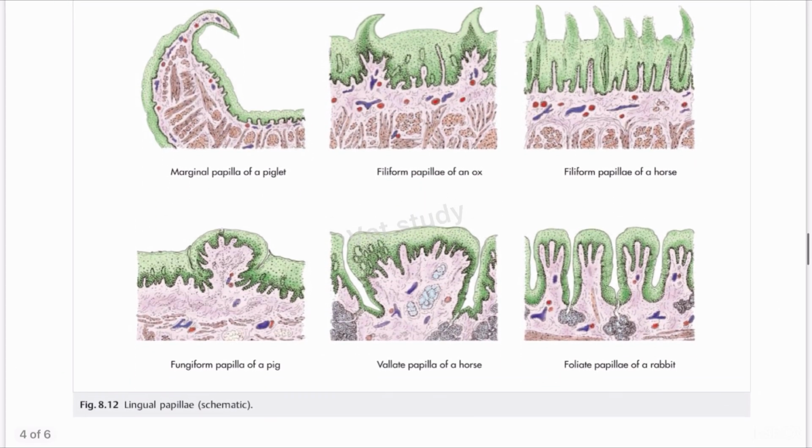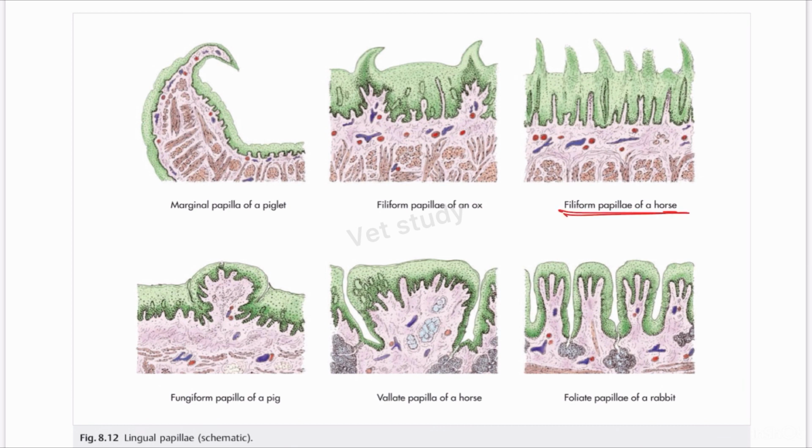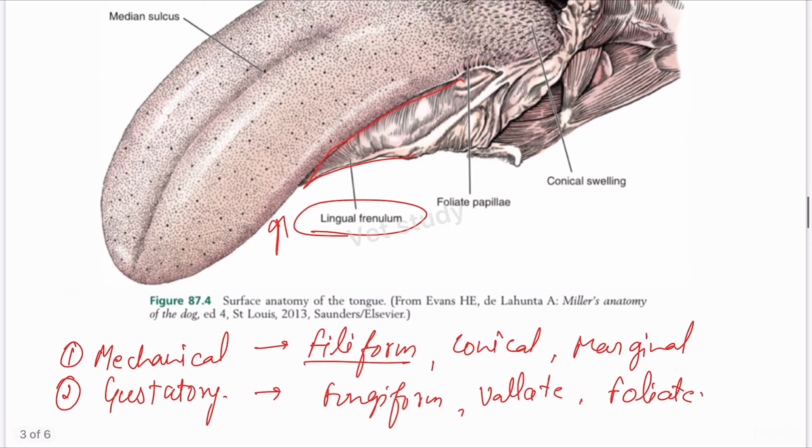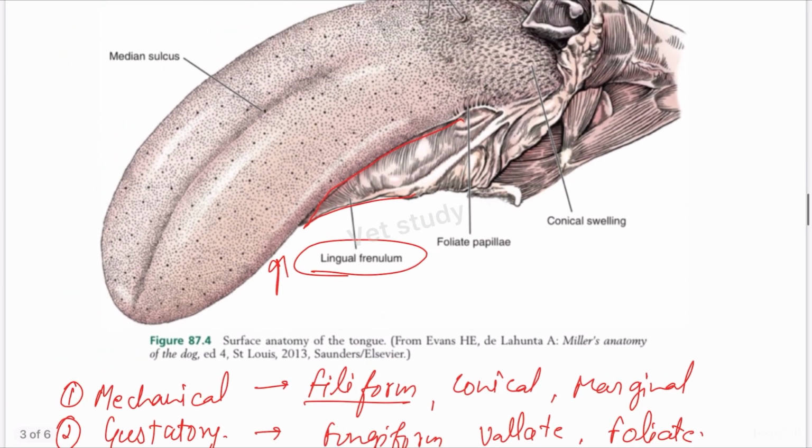As you can see here, these are the filiform papillae, right? So this is the structure of filiform papilla, and these are numerous and distributed throughout the dorsal surface of the tongue, rostral to the transverse groove. And as you can see, these filiform papillae are directed backward. If this is the tongue, they are directed towards the backward portion at the dorsal surface.